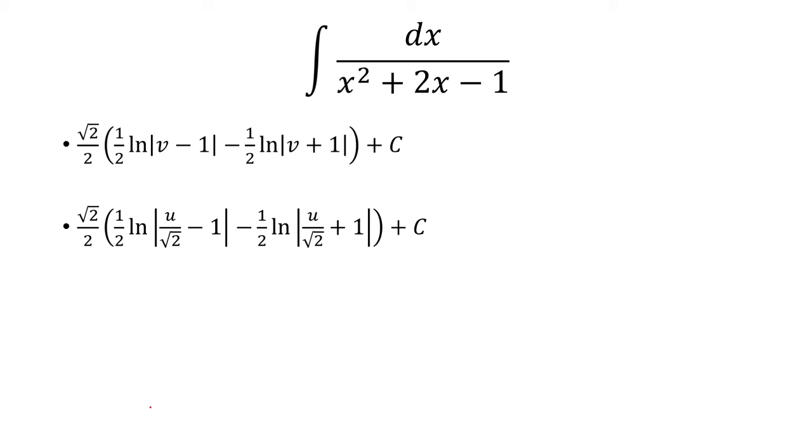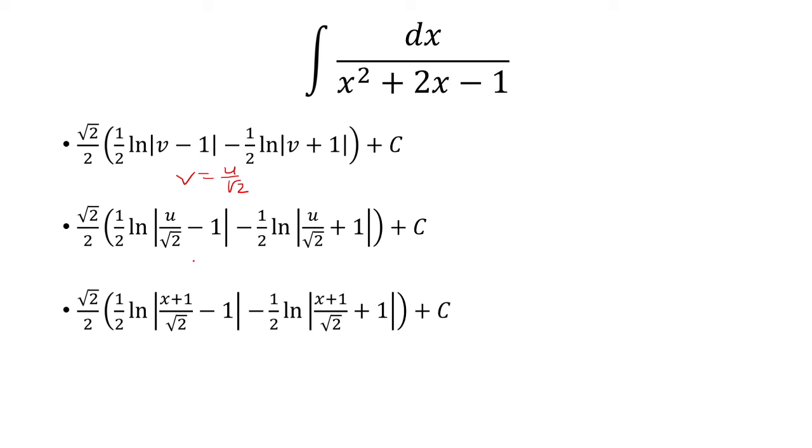Now we can go back. We had let v equal u over root 2. So that's why I replaced it here. And then I had let u equal x plus 1 originally. All right, so we made two substitutions.